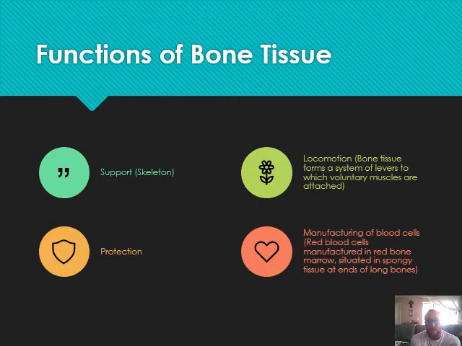All right, so what are the functions of bone tissue? They support and make up the skeleton. They're there for protection. Think of your ribs, and think of this thing, which is your skull. They're also used for locomotion. Locomotion means moving. Think of the word locomotive. Bone tissue forms a system of levers to which voluntary muscles are attached, and we'll talk about muscle next. Then there is the manufacturing of blood cells. Red blood cells are manufactured in red bone marrow, situated in the spongy tissue at the end of long bones. I think I've included what it looks like at the end.